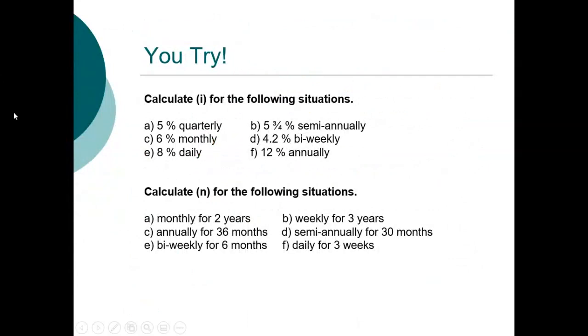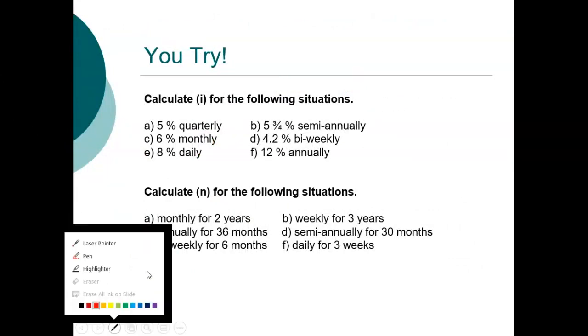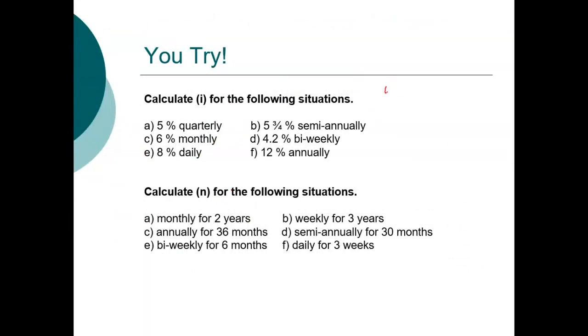Okay, so for quarterly. Remember for I, do I multiply or divide? You can always go back and check, but my I is going to be my rate. So in this case for A, I have 0.05, and I'm going to divide by however many compounding periods. In this case, it's 4. So I get 0.05 divided by 4, and this gives me 0.0125.